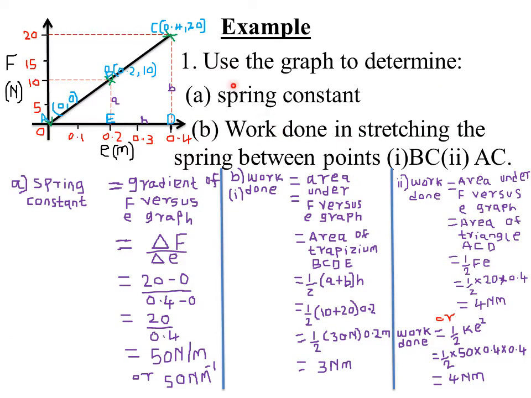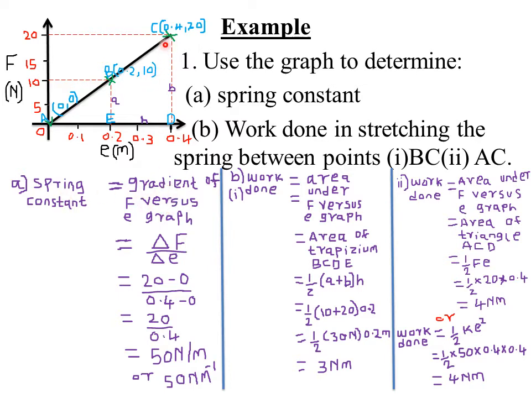So next we look at an example, that is of how to find the spring constant and the work done in stretching the spring between points BC and AC when given a force versus extension graph. From our figure here, we are required to use the graph to determine A, the spring constant. Remember, earlier on we did say that the spring constant will always be equal to the gradient of the force versus extension graph, or the slope.